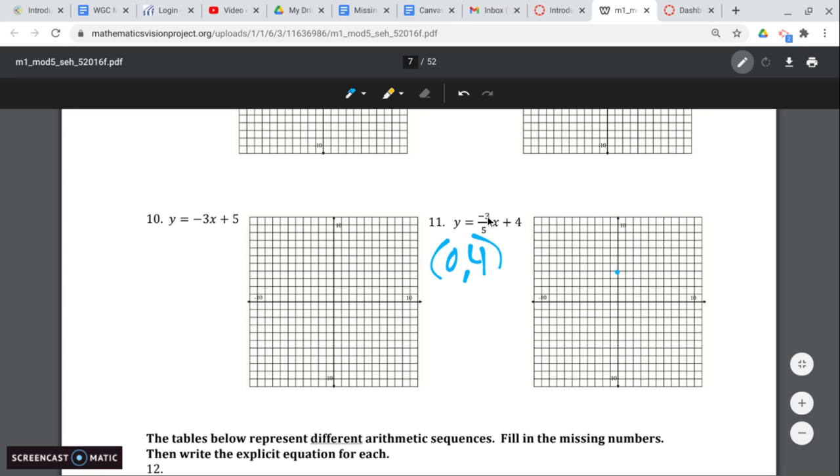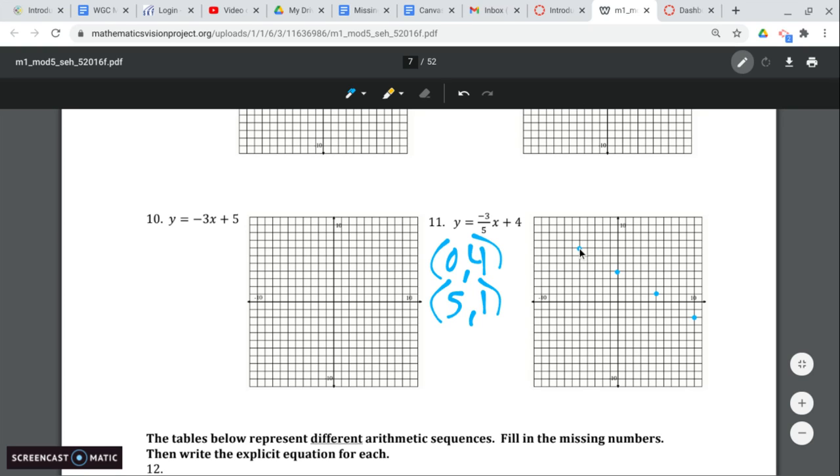Now, we have a slope of -3/5. That means we're going down 3, so 1, 2, 3. And we're going to the right 5: 1, 2, 3, 4, 5. There's another point. So this is (5, 1). And then we'd go down another 3, 1, 2, 3 over 1, 2, 3, 4, 5. There's another point. We can come back here and go up 3 over 5.